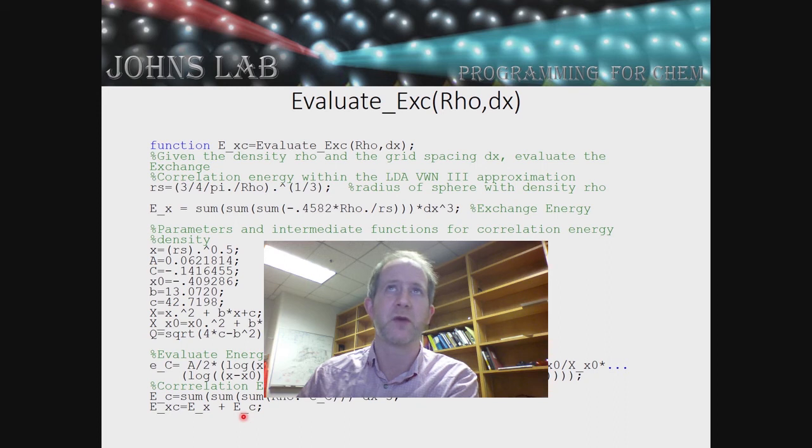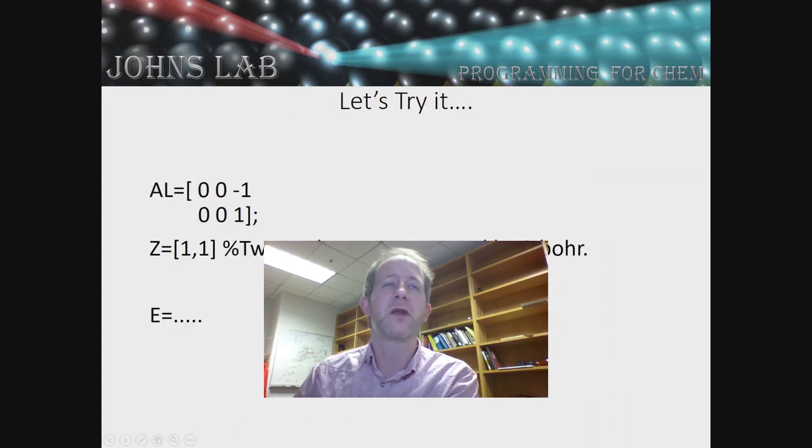Let's see if this whole thing works. Okay, so we're going to try the same example that we tried earlier. We're going to have two hydrogen atoms. Our Z is going to be 1 and 1. We're going to have them be separated by 2 Bohr. And so let's hop over to MATLAB.